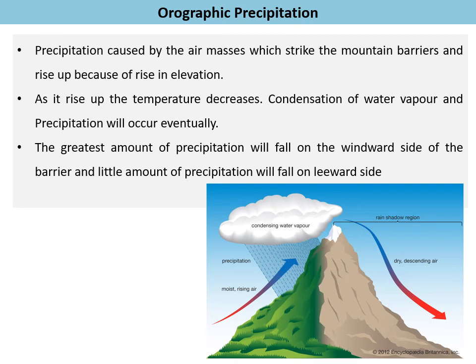As the air rises, the temperature decreases and this leads to condensation of water vapor and eventually precipitation. But you have to note that in this type of precipitation, the greatest amount of rainfall falls on the windward side and very little rainfall falls on the leeward side.